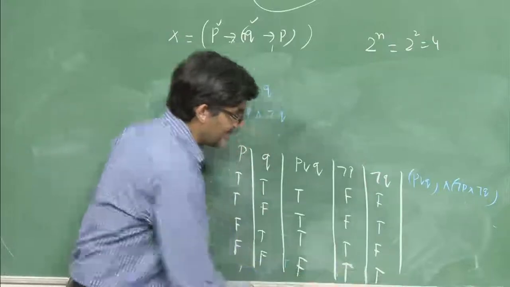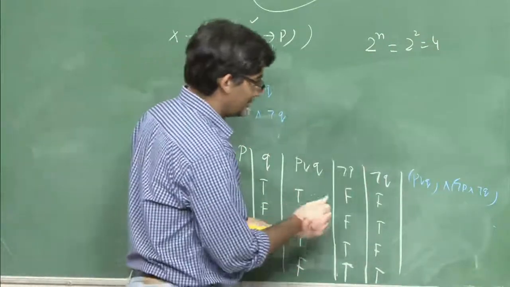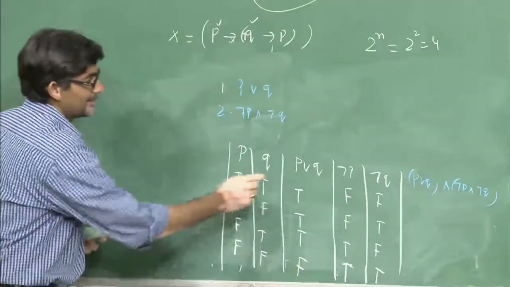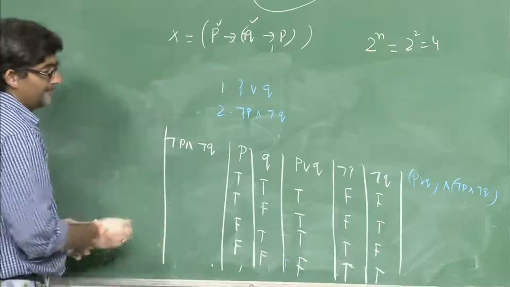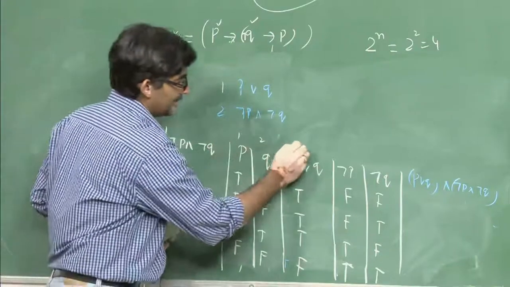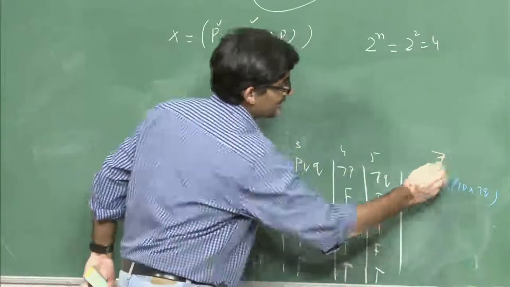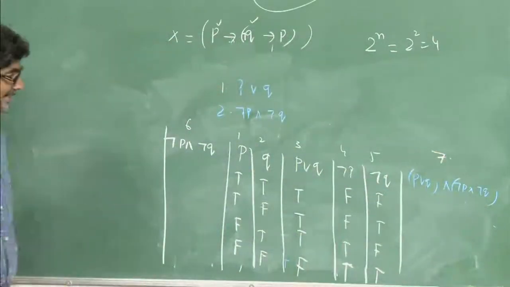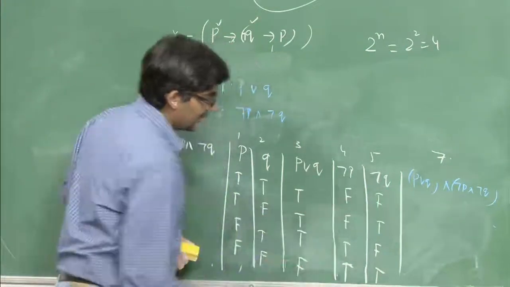So now this is not the end, no? So now we need to take the conjunction of this particular kind of thing. So now we need to write not P and not Q as well. So this is the first, second, third, fourth, fifth and sixth, and this is the seventh one. So this is the way we need to write. So now we need to take the conjunction of these two things.